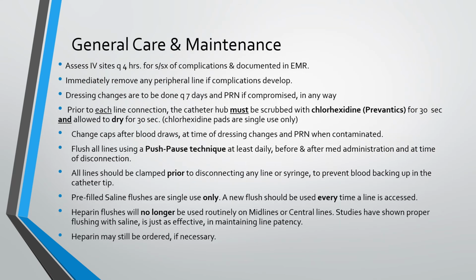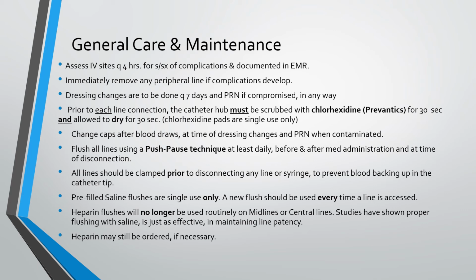General care and maintenance. Assess IV sites every 4 hours for signs and symptoms of complications and document in the EMR. Immediately remove any peripheral line if complications develop. Dressing changes are to be done every 7 days and PRN if compromised in any way. Prior to each line connection, the catheter hub must be scrubbed with chlorhexidine or Vantix for 30 seconds and allowed to dry for 30 seconds prior to attaching a syringe. Chlorhexidine pads are single-use only. Change caps after blood draws, at the time of dressing changes, and PRN when contaminated.